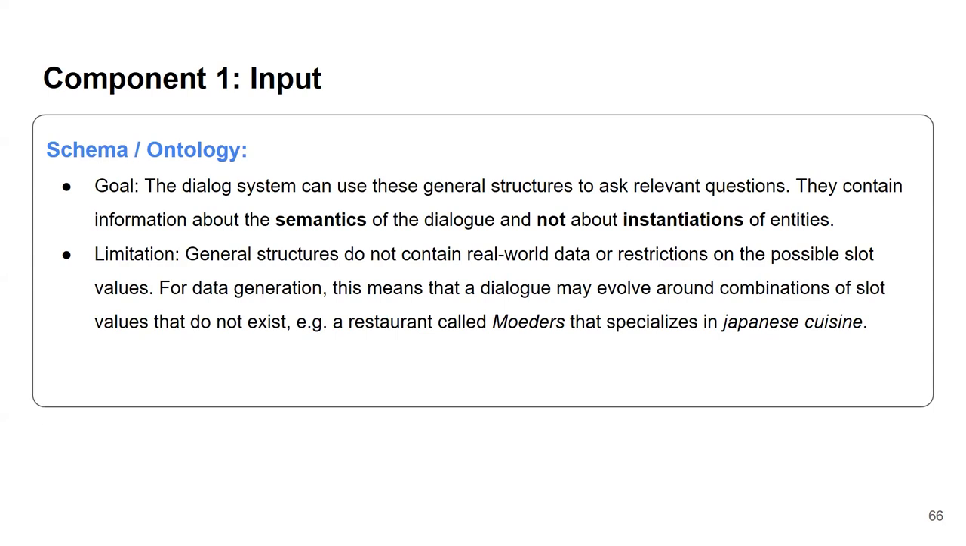So briefly, because you do not have real entities, the goal of this is you can use these to extract information and generate a dialogue that makes sense semantically, because you see how all of these entities are connected and what kind of attributes they have, but you do not have real restaurants. So the type of dialogues that you generate can still contain some kind of fake information or invent restaurants that don't exist. And this is the limitation.